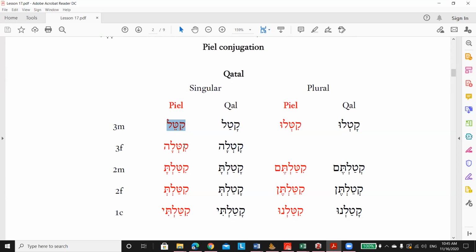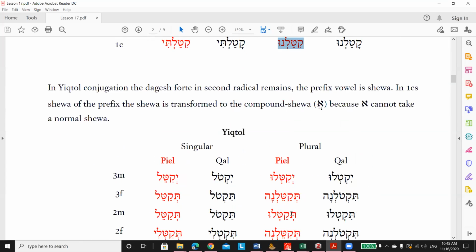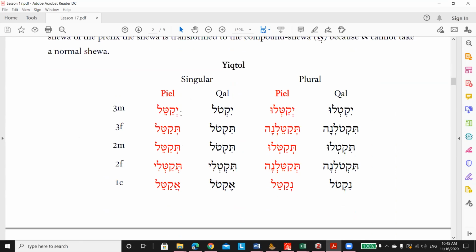He killed, yes. She killed. You killed. You feminine killed. I killed. The same is true for the plural. They killed. You masculine killed. You feminine killed, and we killed. So there is not a problem. Yes. In ictol, we do the same. Yes.